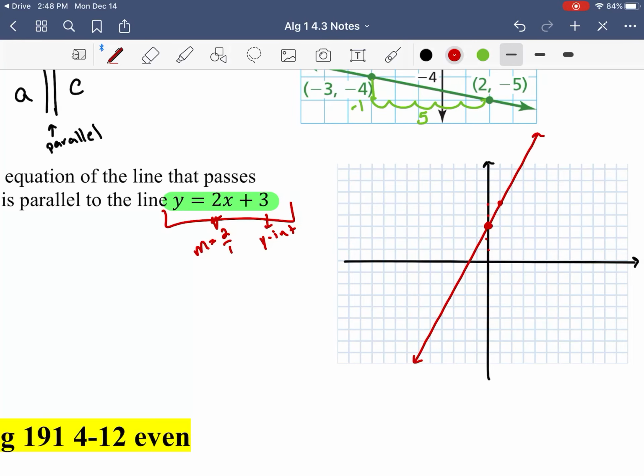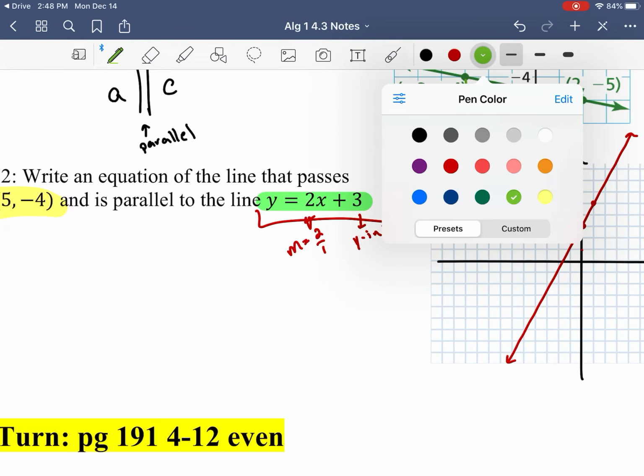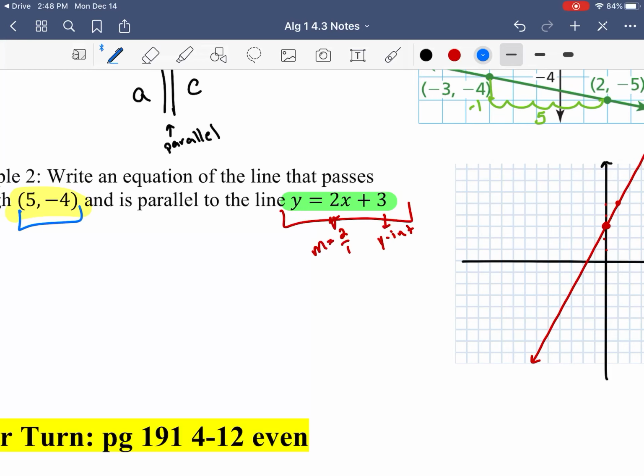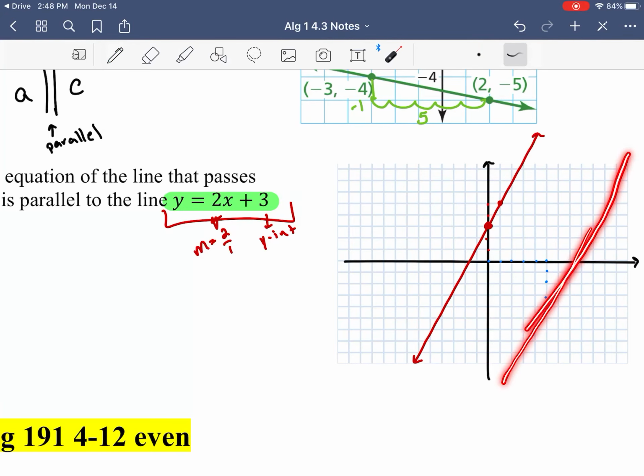So I want to be parallel to this red line, but I want to go through this point here, the point 5, negative 4. So where is that point? 5, 1, 2, 3, 4, 5, down 1, 2. Okay, so I want to go through this point and be parallel. So we can kind of visualize what it's going to look like. It's going to kind of look like this, but we want the equation for it.